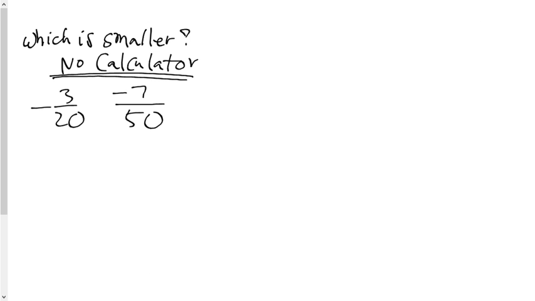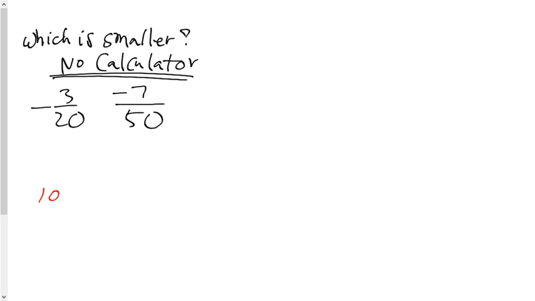Our first question says, which is smaller? Don't use a calculator, and it gives us two fractions, negative 3/20ths and negative 7/50ths. So without a calculator, you might think that this is going to be very difficult to do. But really, what we want to do is create equivalency between two fractions. So with 3/20ths, we want to create an equivalent fraction. And with 7/50ths, we want to create an equivalent fraction, sharing common denominators.